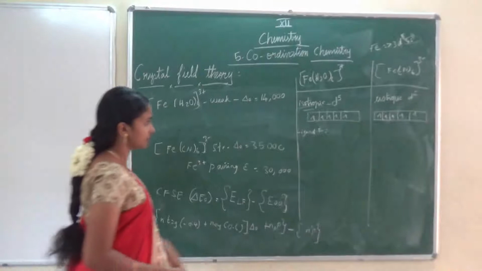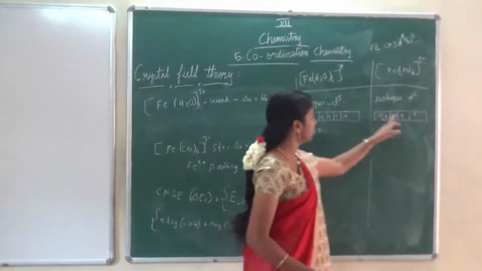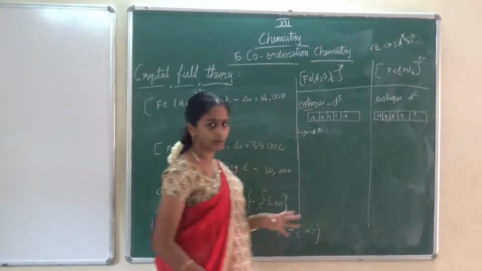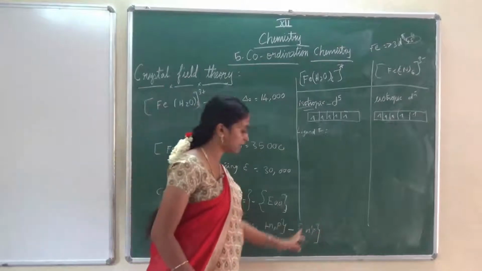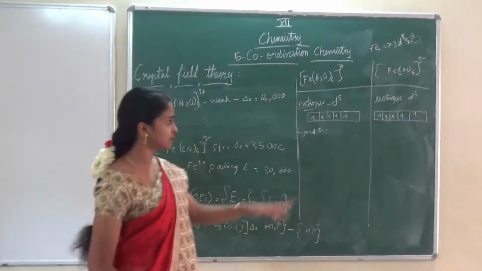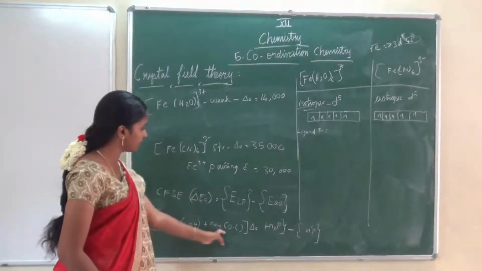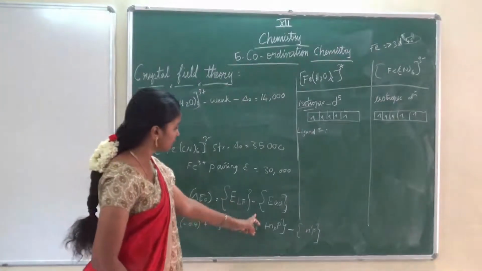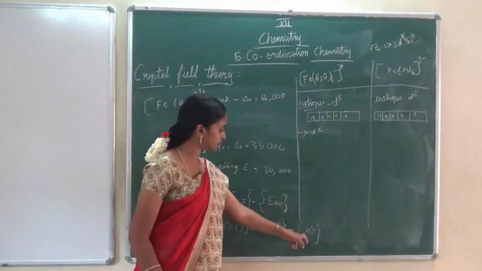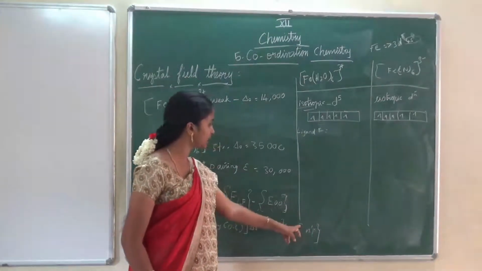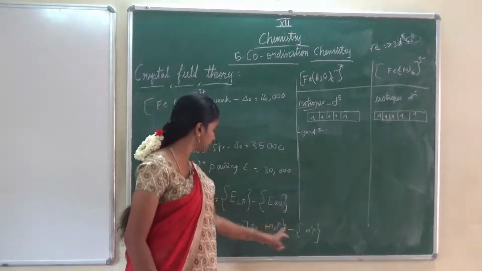Now if we notice here, is there any paired electron? In both cases, there is no paired electron. So this part will become 0 for this problem. Next we are going to calculate the ligand field energy. In the isotropic field formula, just N-P, there is no paired electron, so this part becomes 0.